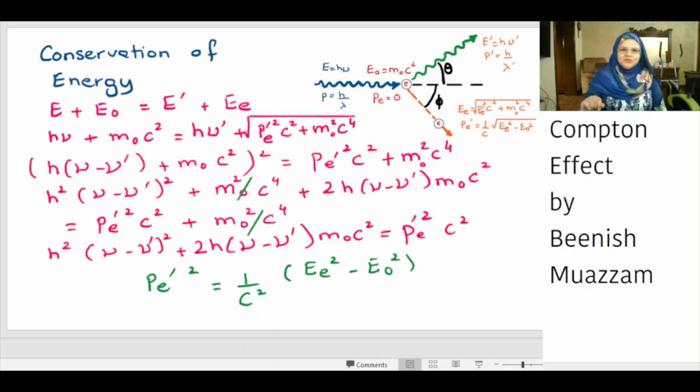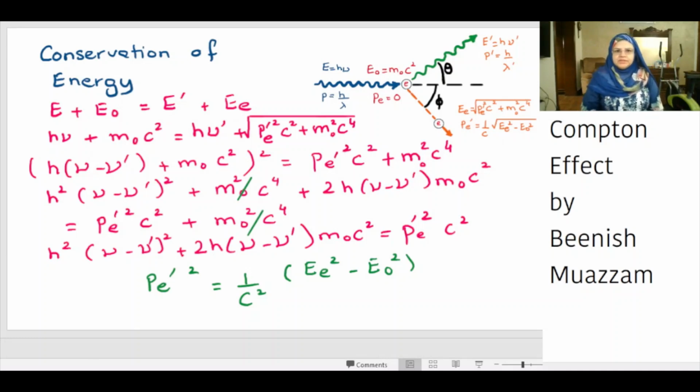The energy of the photon before collision is equal to h nu. The energy of the electron before collision is equal to m₀c², where m₀ is the rest mass of the electron. The energy of the photon after collision is equal to h nu prime. The energy of the electron after collision is equal to under root pe prime² c² plus m₀² c⁴.